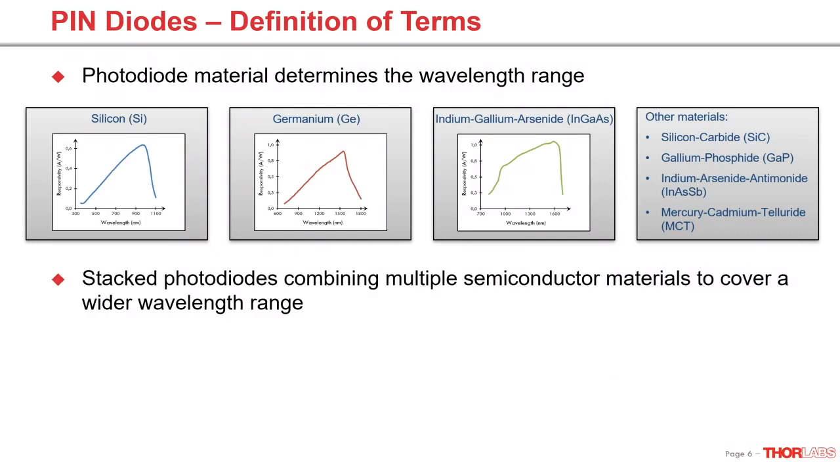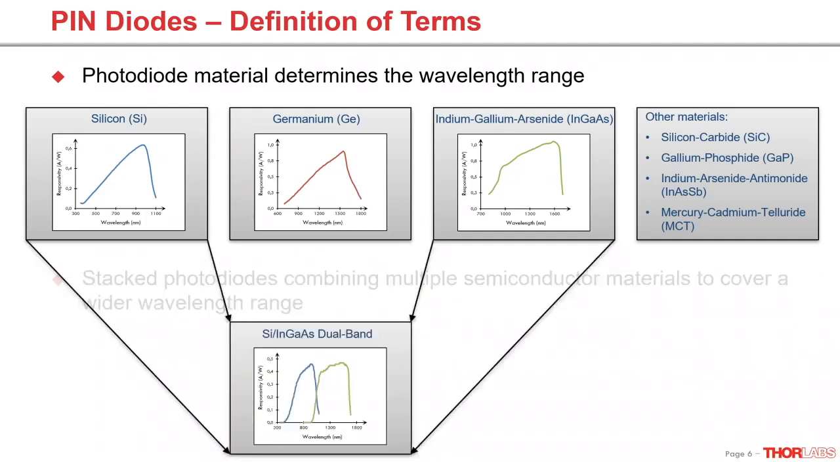We learned in the previous slide that photodiode material can be transmissive for long wavelengths. This allows stacking photodiode chips to broaden the wavelength range. In this example, a silicon photodiode chip is built on top of an indium gallium arsenide photodiode chip to cover the full wavelength range from 300 nanometers up to 1700 nanometers.